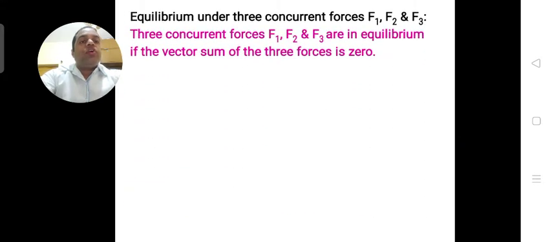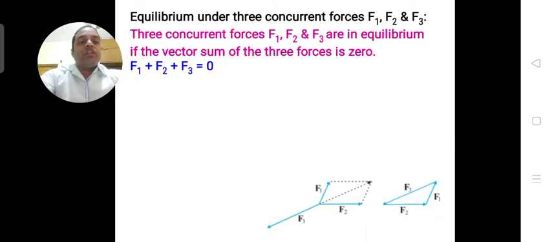Equilibrium under three concurrent forces F1, F2 and F3. Three concurrent forces F1, F2, F3 are in equilibrium if the vector sum of the three forces is zero. So we can write F1 plus F2 plus F3 is equal to 0. In this picture, it is clear that the resultant of F1 and F2 should be equal and opposite to F3 so that the whole system is in equilibrium.